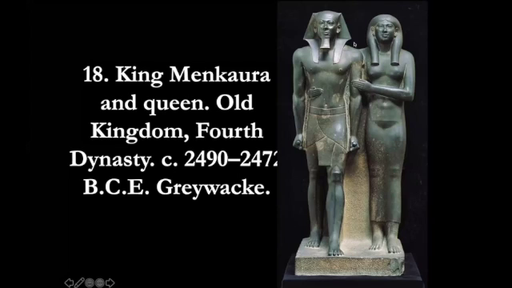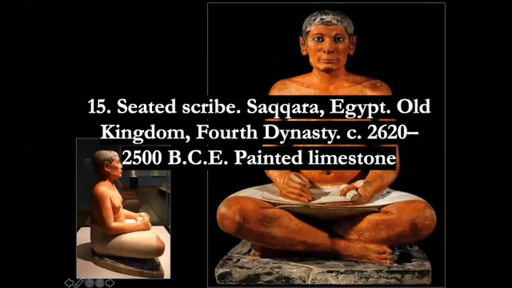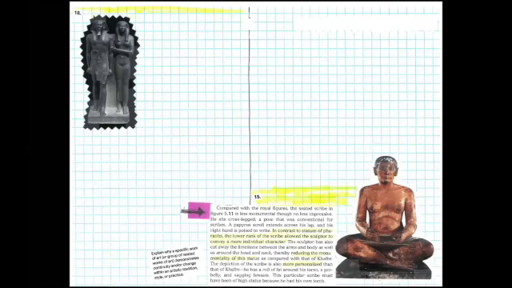All right, we're going to take notes on two works of art on the same page, and we're going to be comparing them together. If you haven't gotten the identifying information for number 18, it's right here. And then the identifying information for the seated scribe is right there. So please make sure you have that written down.